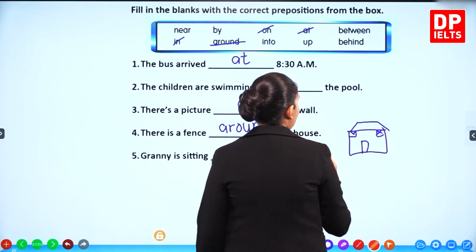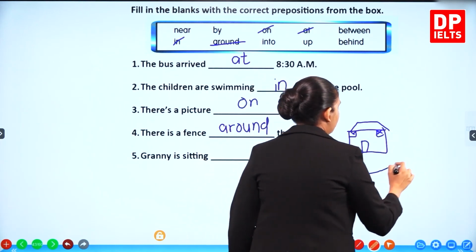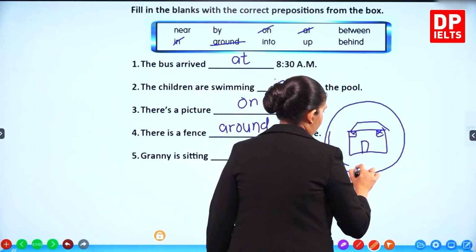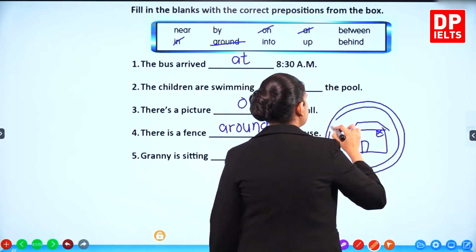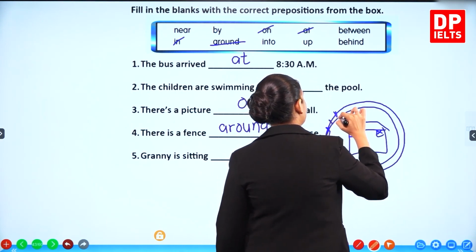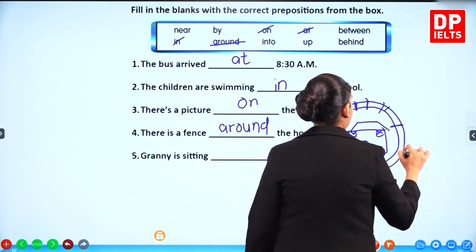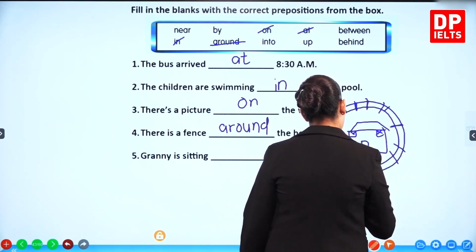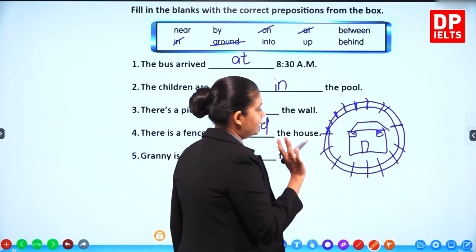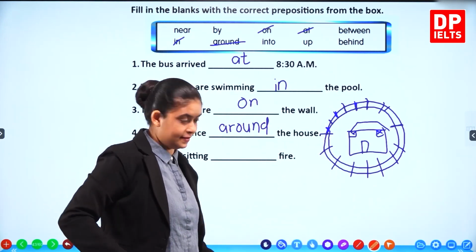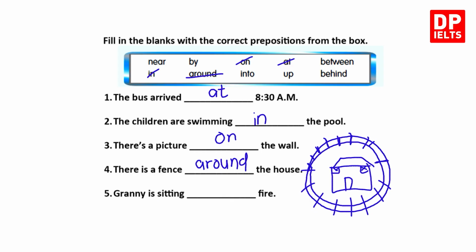Okay? And there is a fence around it. Okay? So the fence is something that you have like this. It's not a great picture, but at least you understand something that is like a short little fence, right? There is a fence around the house.